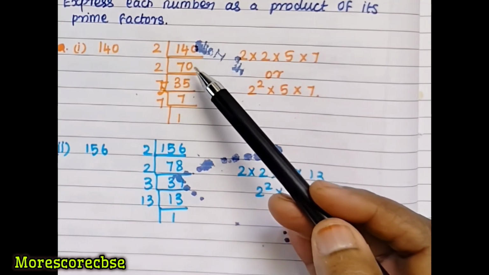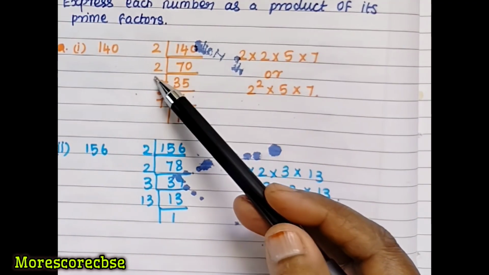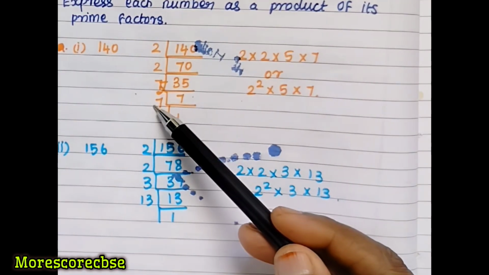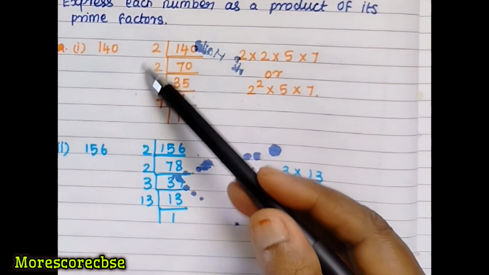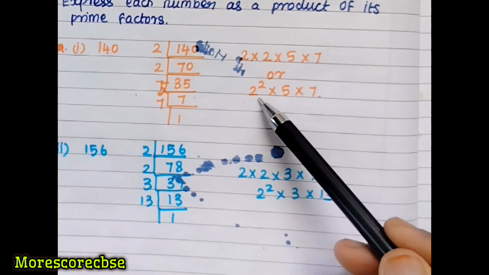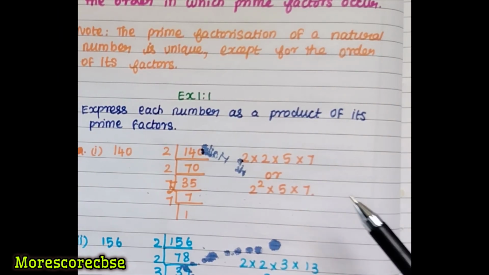So that will be divided by 2, it is 70, and 70 divided by 2 it is 35, 35 divided by 5 it is 7, 7 divided by 7 it is 1. So here these are the factors. So 2 into 2 into 5 into 7, so that is 2 squared into 5 into 7.